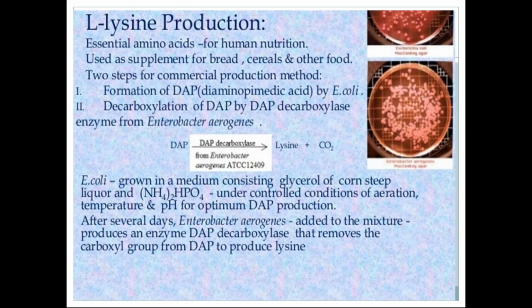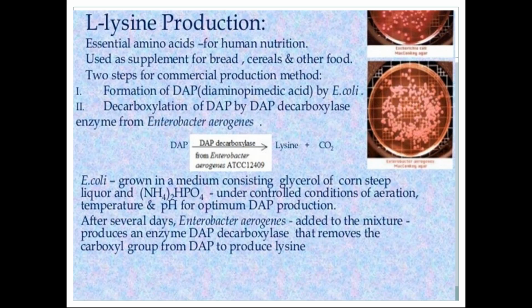Next one, L-lysine production. This is one of the important fermentation production processes. Lysine is an essential amino acid for human nutrition, used as a supplement for bread, cereals, and other food. There are two steps for the production of lysine. First is the formation of DAP, that is diaminopimelic acid, which is formed by E. coli. Next, decarboxylation of DAP by the DAP decarboxylase enzyme from Enterobacter aerogenes. Now you can see the reaction where DAP converts into lysine in the presence of Escherichia coli and Enterobacter aerogenes.